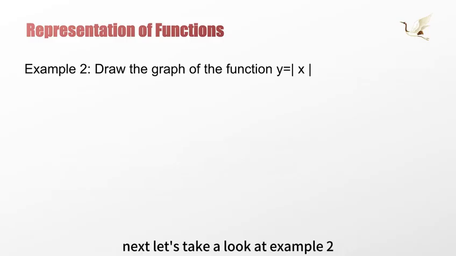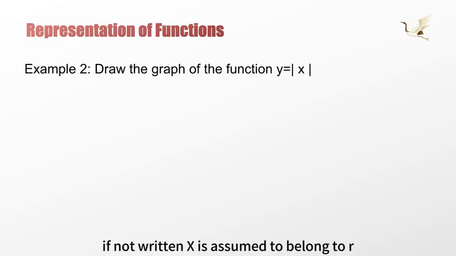Next, let's take a look at example 2. Example 2, draw a graph of the function y equal to the absolute value of x. A classmate asked, it only has a corresponding relationship. Why is there no written domain? If not written, x is assumed to belong to R.